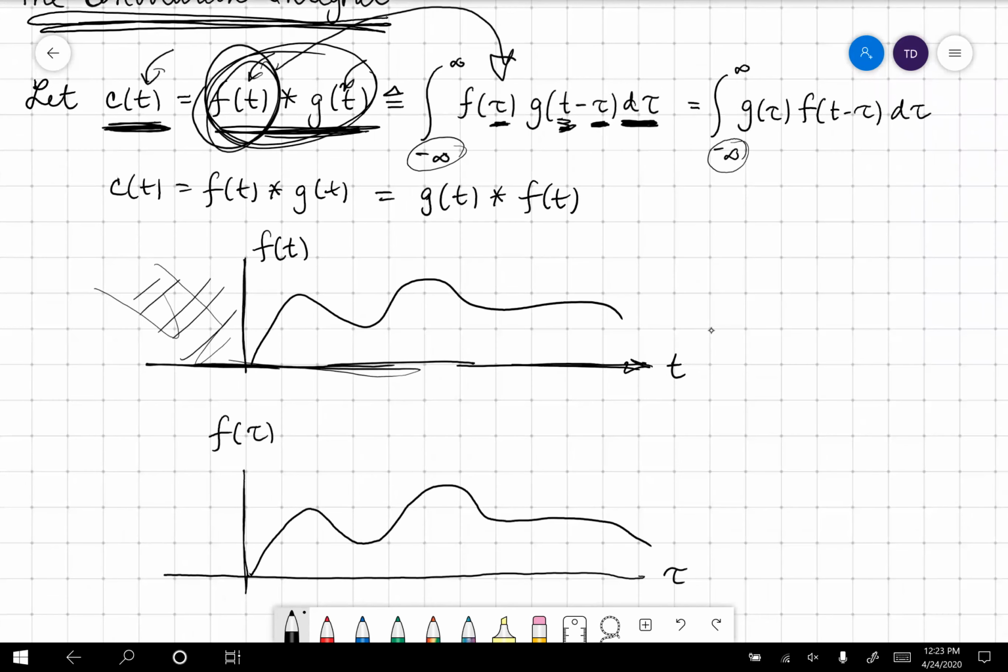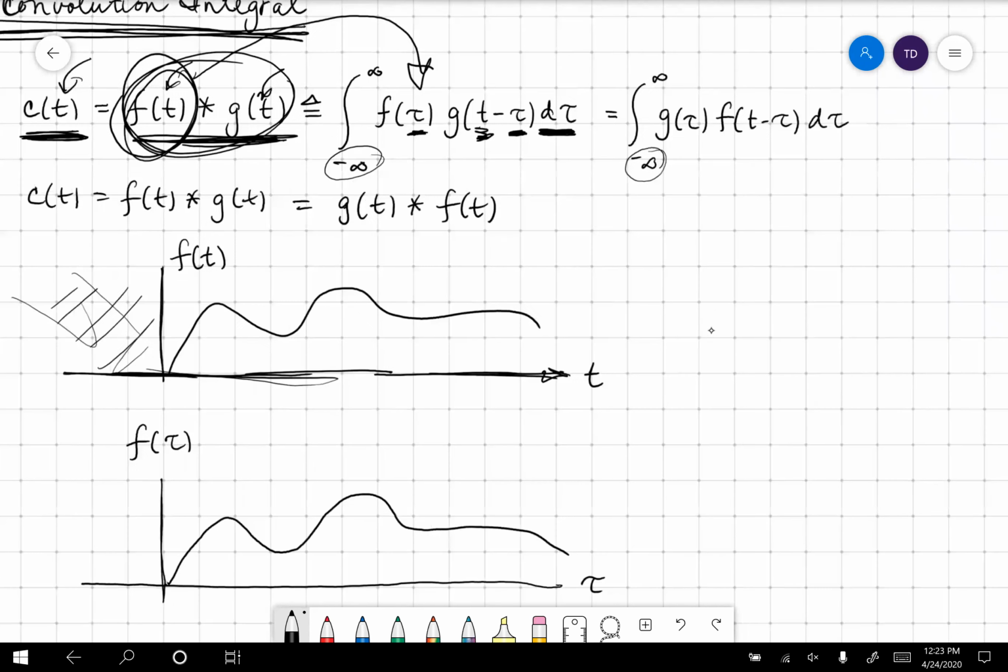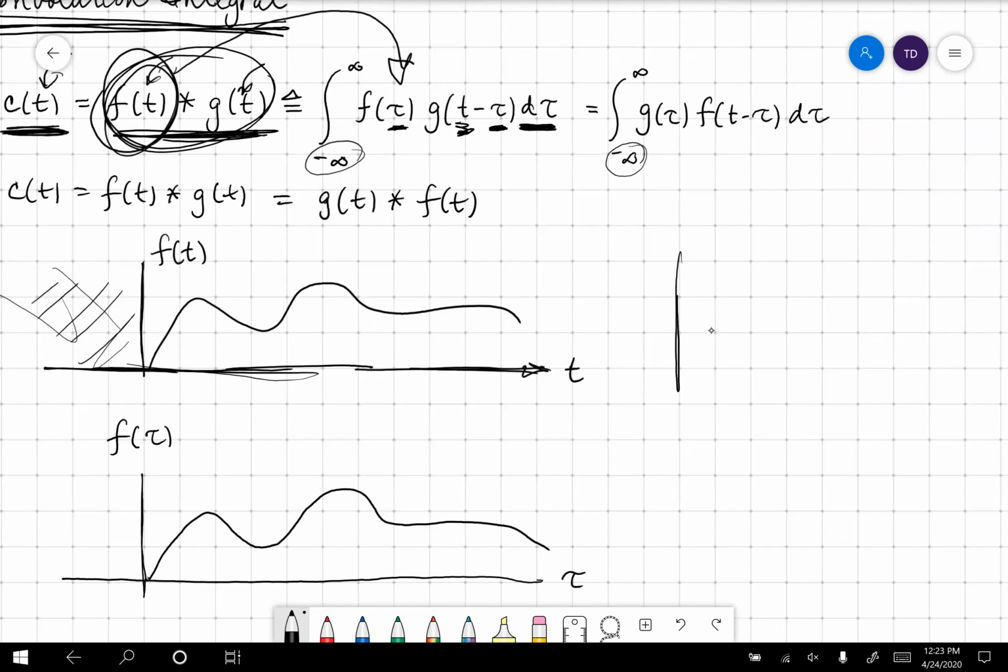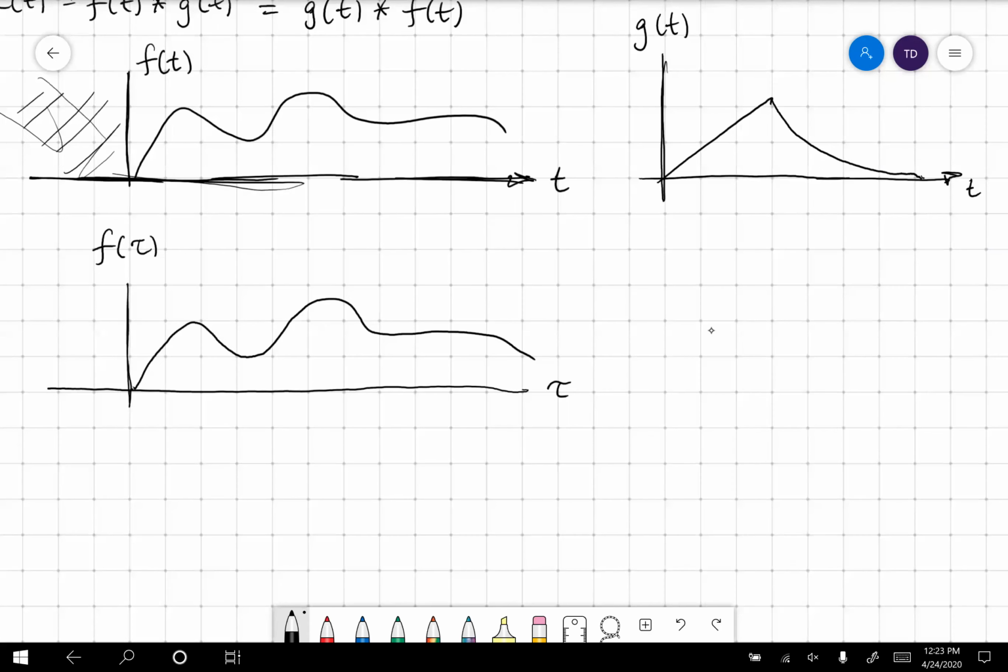So that is what f of tau is. Side by side with that, I have a g of tau. I'll make this one easier. We'll start with g of t on a t-axis, and maybe g of t looks like this, for example, just so we can identify what it looks like. That's g of t. Well, what is g of tau? It looks exactly the same, except the axis is changed to a tau axis. So it goes up to here, and then comes down and does that.